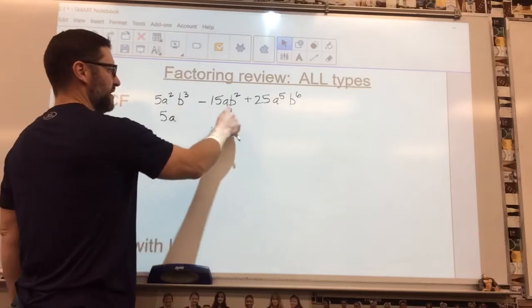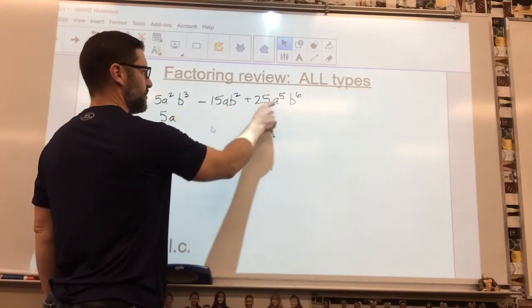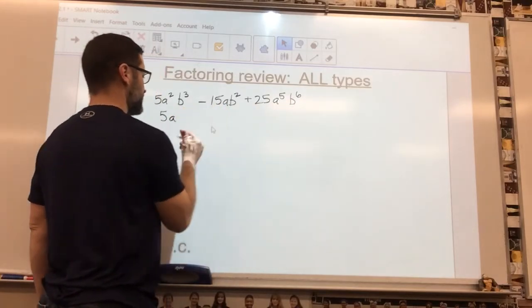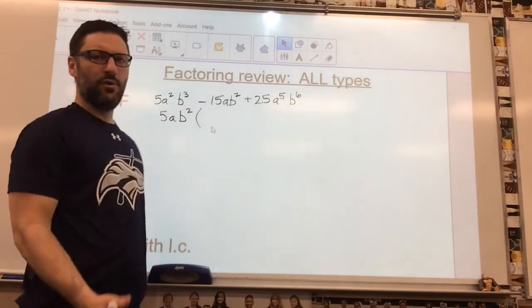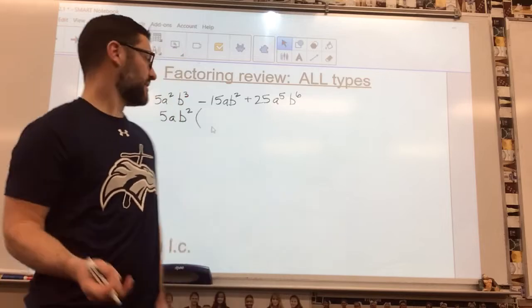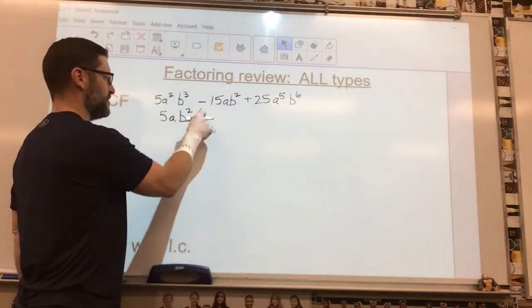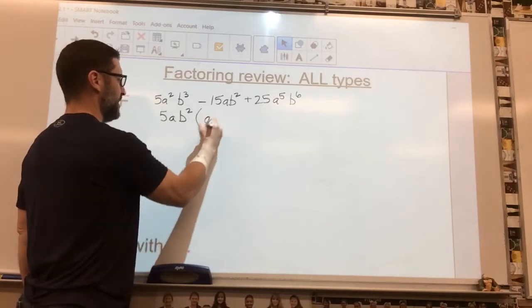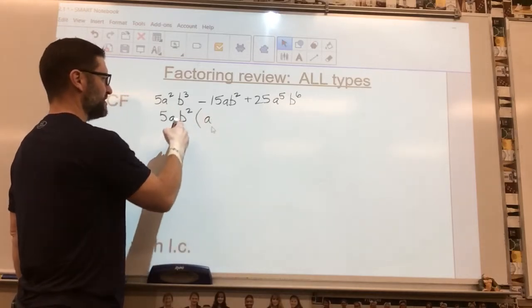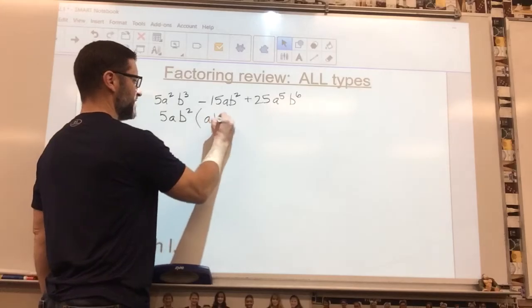And then I see b's in all terms also, so I can pull b squared out. b squared is the smallest one, so I'll pull out a b squared. And then after I pull it out in front, I go back through and decide what's left over. So I pulled 5 out of 5, there's a 1 there. I pulled a out of a squared, that means there's an a left over. And I pulled b squared out of b cubed, that means there's a single b left over.